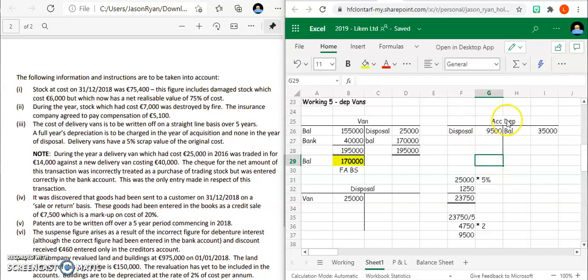So we're going to debit our accumulated depreciation account. We're going to credit our disposal account, 9,500.